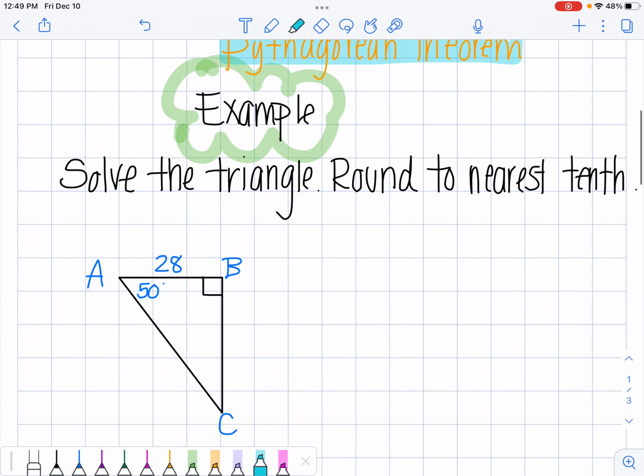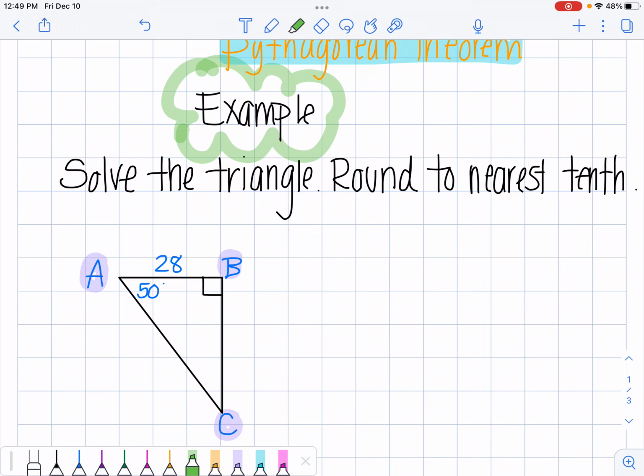So here's my example. It says solve the right triangle, round to the nearest tenth. So the first thing that you want to notice is that we have a triangle named triangle ABC. It's a right triangle. And that's the only information that's given. We have to find all the missing things.